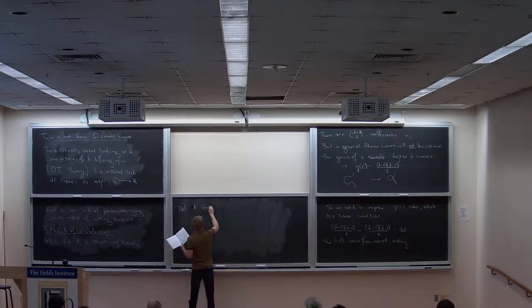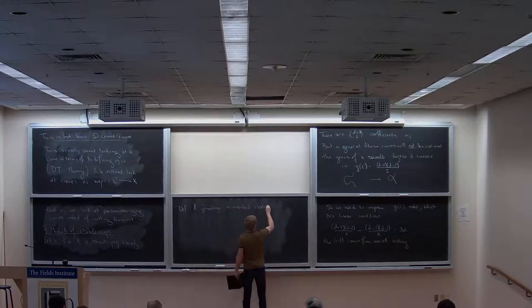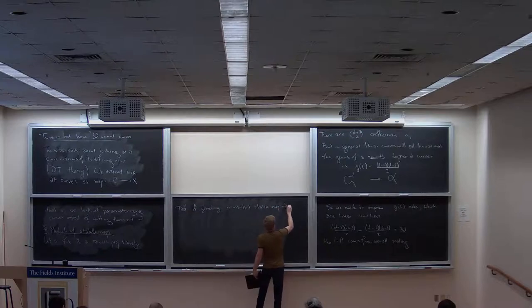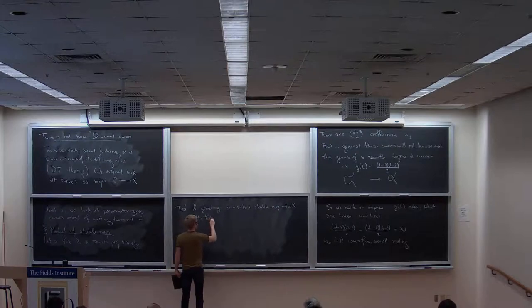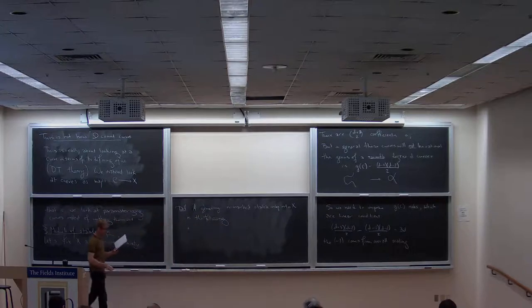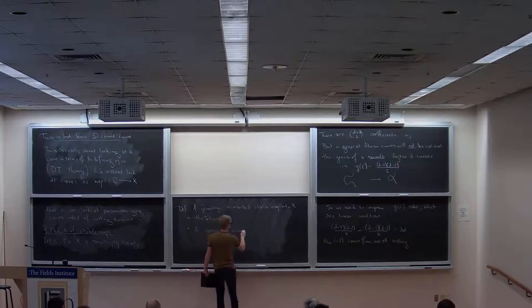A stable map, a genus g, n-marked stable map into X, is the following data. First of all, we should have an n-marked curve of genus g, well, something called a pre-stable curve.